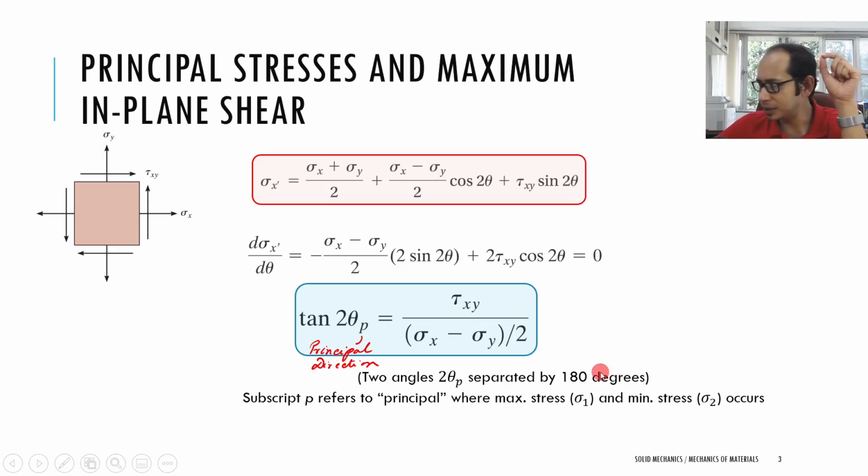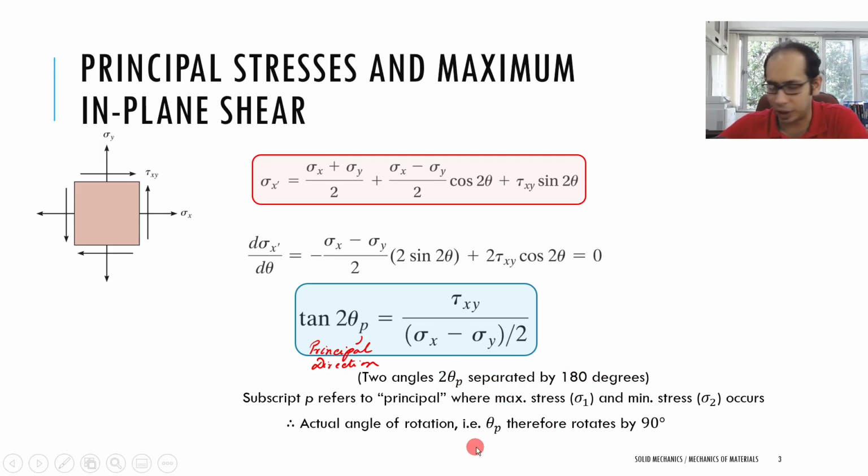Now since you have this 2 theta p separated by 180 degrees, theta p, that is 2 theta p divided by 2, must be separated by 90 degrees over here. So that is what is over here. So the actual angle of rotation theta p therefore rotates by 90 degrees. So let's take a look at how that element looks.